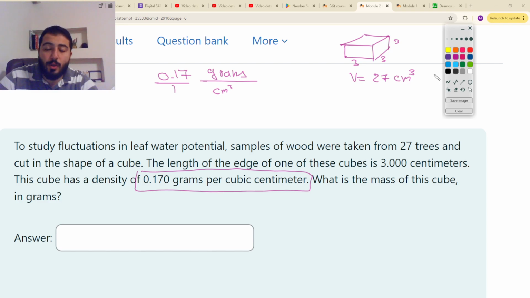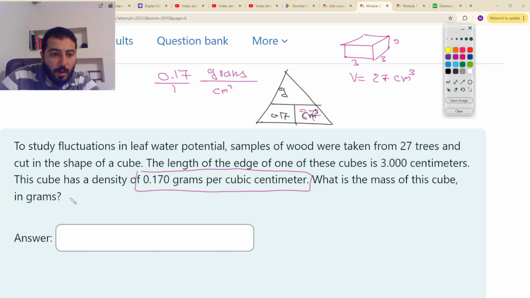Using the unit rates and ratios lesson, you can create the rates triangle. Putting 0.17 in the rates, here you put the total number of grams, and here you put the cubic centimeters. So we have 27 cubic centimeters. Now you can know the number of grams by multiplying both of them. So the number of grams that he's asking for is 0.17 multiplied by 27. That is the first solution.